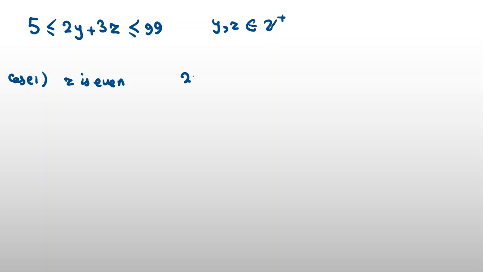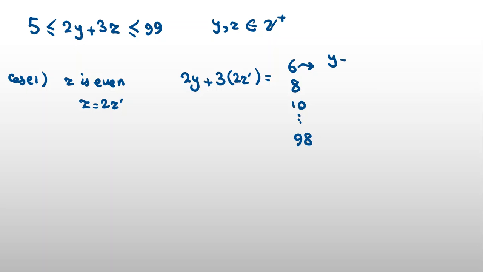I know that in 2y plus 3z, for example, z is 2z prime. 2z prime should be an even number, for example, like 6, 8, 10 to 98. For this case, we divide by 2: y plus 3z prime equal to 2. And so I want to calculate. Here I can say z prime can only be, because y is also at least 1. So in this part, it is impossible because that is even.